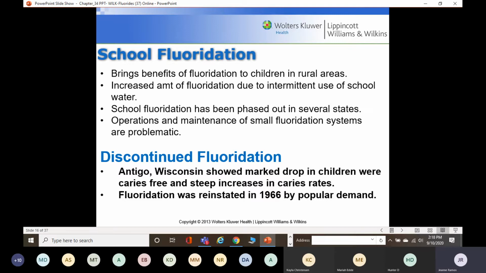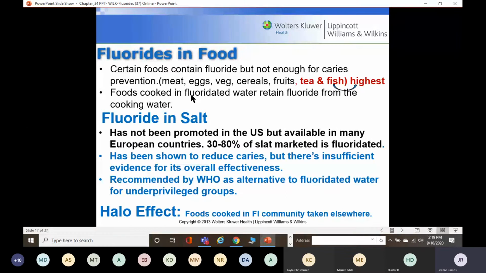Antigo, Wisconsin showed a marked drop in children that were caries free and a steep increase in the decay rate. So when they discontinued that fluoridation, it was reinstated in 1966 by popular demand. So, fluorides in food. Certain foods contain fluoride, but not enough for decay prevention.